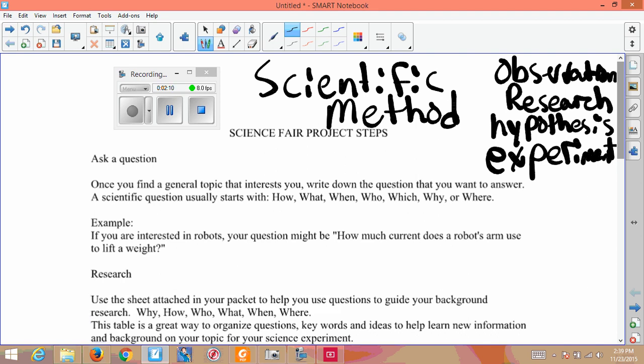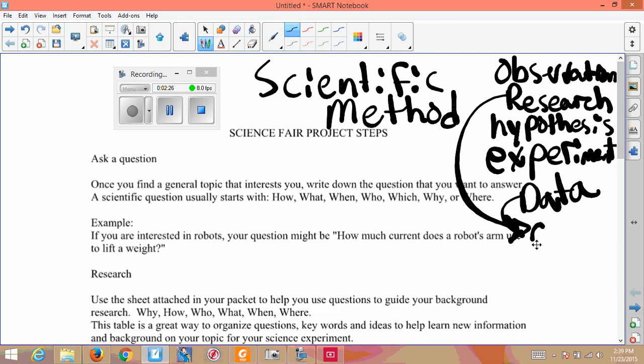As the experiment is conducted, we collect data. And once we have the data, we use the research and the data to form a conclusion. Now, a conclusion is where you put everything together and you decide whether your hypothesis was correct or incorrect. And as I've said before, incorrect is okay. It just means you eliminated a possibility.